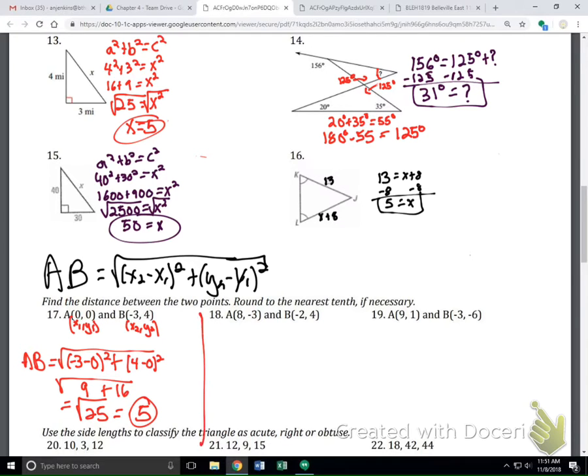Our next one, we're using the same formula. Now we have x1, y1, x2, y2. Finishing this up the same way we did the last one, we're just going to substitute in. We have AB equals the square root of, what's my x2?